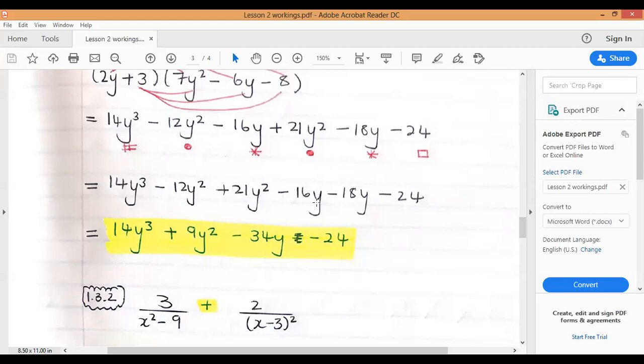You take the same sign, you put it, then you add both numbers, 16 and 18, 34y. Then this will remain as 24. Then these are unlike terms. You can't add this and that. You also can't add this and that. So your answer will stop here because these are unlike terms.